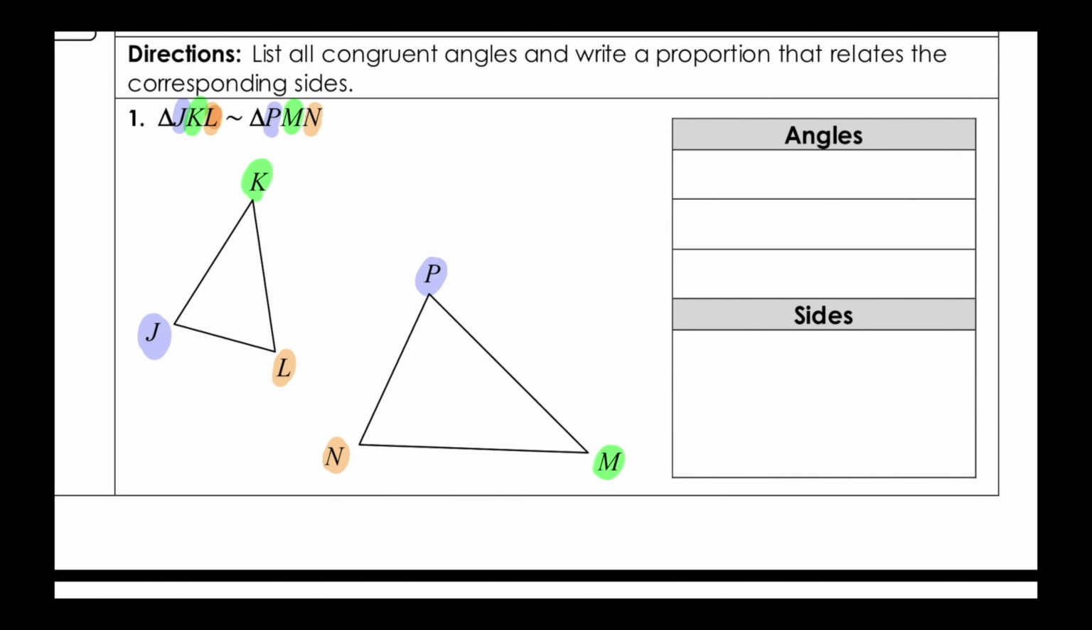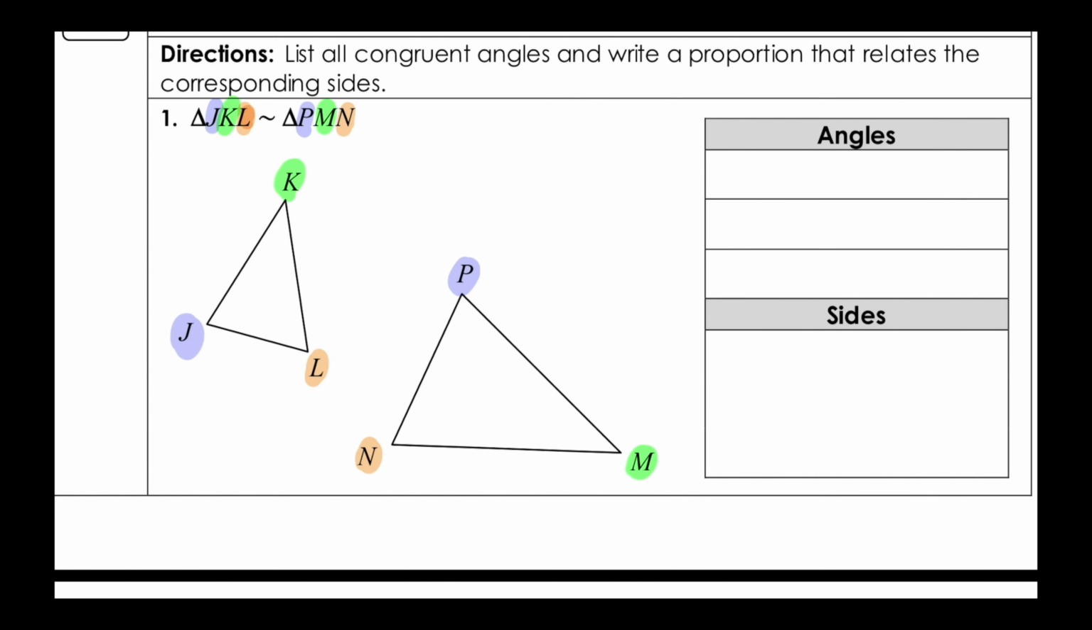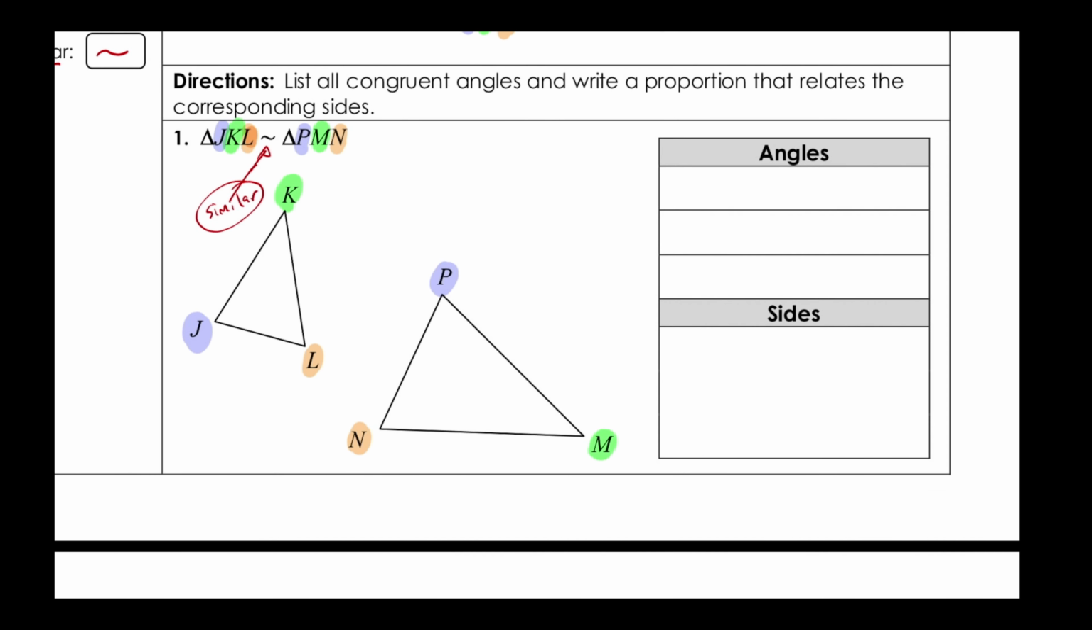Remember, when these two figures are similar, and they are similar, because guess what? That symbol means... oh my God, I can't draw. I can't write. Similar. That symbol means they are similar. So since they're similar, that means the angles are congruent. The matching angles are congruent. So we know which angles match with each other.